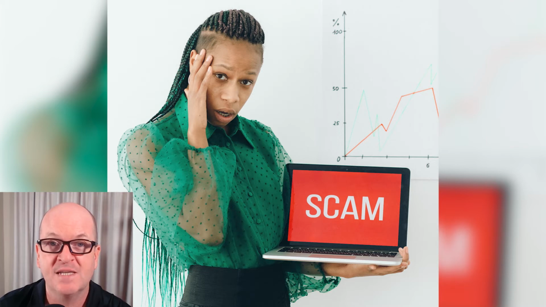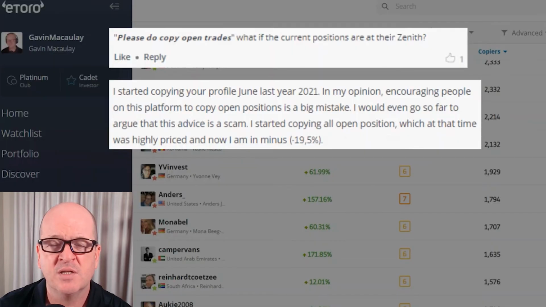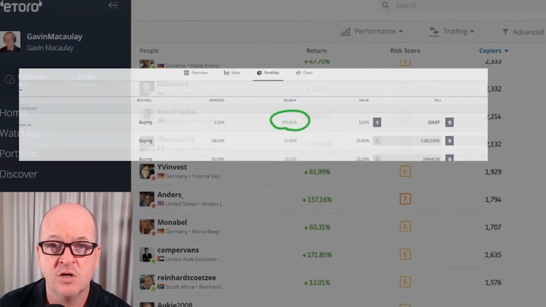By the way, the word scam is the favorite word of the undereducated copy trader when they realize their mistakes. But leaving the word scam aside, these are understandable concerns. Since you're buying at today's price, the risk is a stock price may drop, and the PI, who may have bought it at a much lower price in the past, might decide to sell at a price which means a profit to him or her, but a loss to you. So look out for portfolio positions that have increased a lot in value if you're concerned about this.